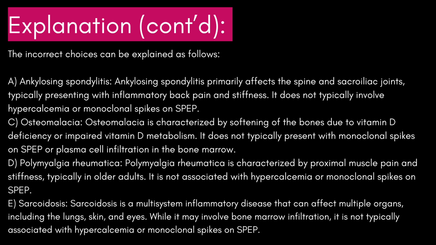E. Sarcoidosis. Sarcoidosis is a multisystem inflammatory disease that can affect multiple organs, including the lungs, skin, and eyes. While it may involve bone marrow infiltration, it is not typically associated with hypercalcemia or monoclonal spikes on serum protein electrophoresis. All right, now that we have covered this question, let's move on to look at the next question.